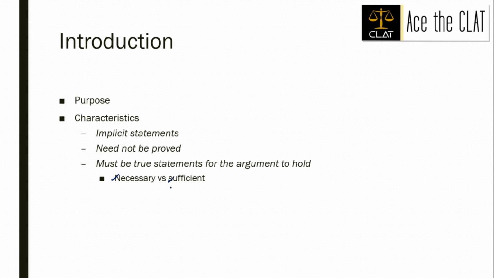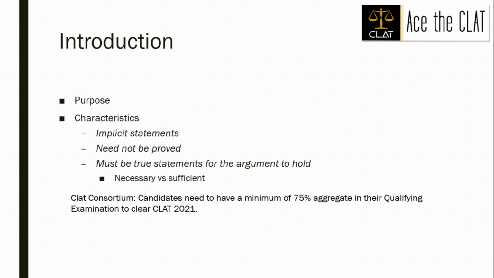Let us suppose that the CLAT consortium comes up with a notification on their website that candidates need to have a minimum of 75% aggregate in their qualifying examination to clear CLAT 2021. Tell me one thing: if a candidate scores 75% in the qualifying examination, would this fact be sufficient to clear the examination, or would it be necessary to clear the examination?